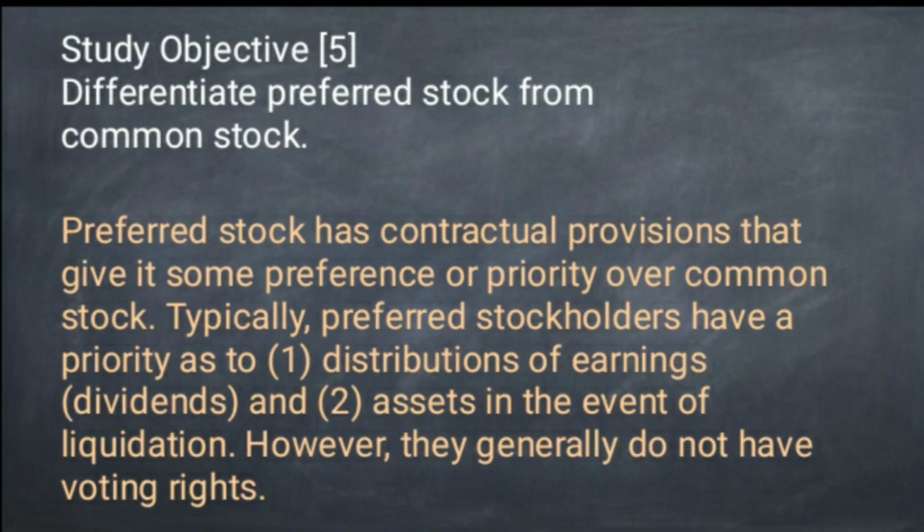Study Objective 5. Differentiate preferred stock from common stock. Preferred stock has contractual provisions that give it some preference or priority over common stock. Typically, preferred stockholders have a priority as to: 1. Distribution of earnings or dividends, and 2. Assets in the event of liquidation. However, they generally do not have voting rights.